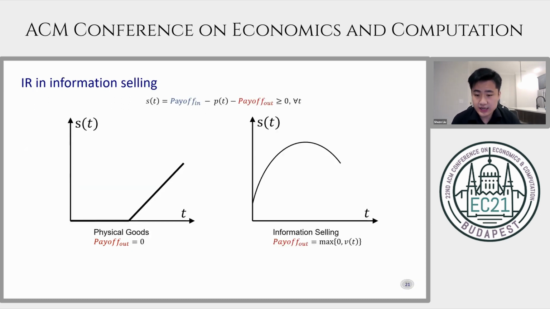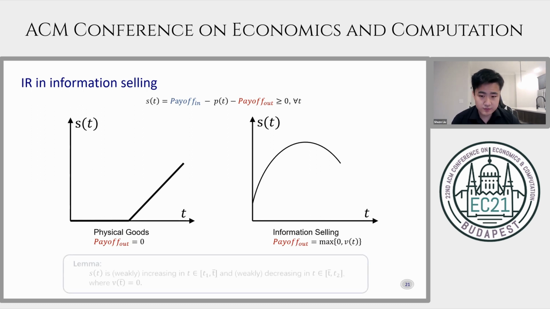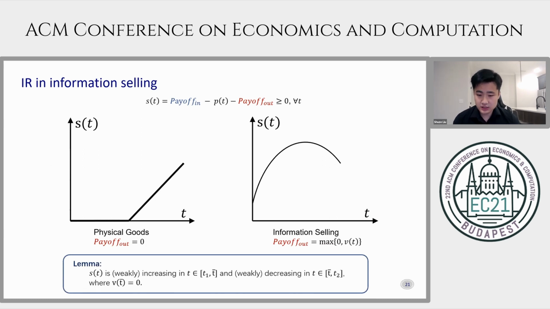Now we can visualize that in selling physical goods, the St will first be 0 before the buyer gets the item. And after the buyer gets the item, the St will be increasing as T is increasing. So we also want to capture the shape of St in selling information. And we proved the following lemma: St is weakly increasing from T1 to T bar and weakly decreasing from T bar to T2, where T bar is a private type that makes the expected utility without purchasing information equal to 0. Thus, a simple corollary is that in selling information, the buyer with type T closer to T bar will benefit more from participating in this mechanism.